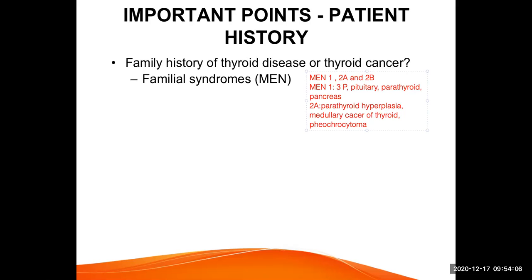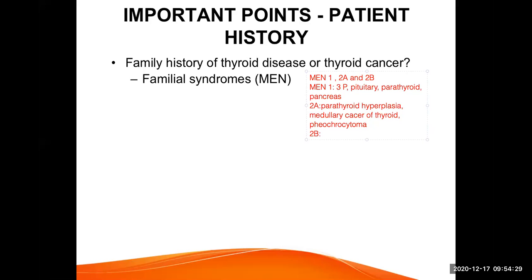So this catecholamine hormone will lead to episodic increase in blood pressure and severe headache. It has a lot of complication associated with it. So parathyroid hyperplasia, medullary carcinoma of thyroid, and pheochromocytoma. This is 2A. Now the one more thing left for us is 2B. So let's talk about it.